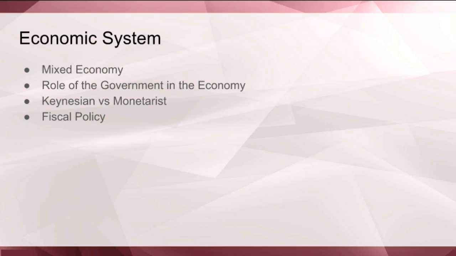This could be contrasted with monetary policy. Monetary policy deals with the amount of money that is in circulation relative to the demand for currency in the economy. Monetary policy is usually set by central banks. In the case of the United States, it's set by the Federal Reserve. In the case of the United Kingdom, it's set by the Bank of England.